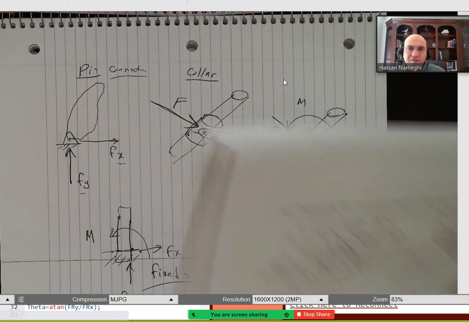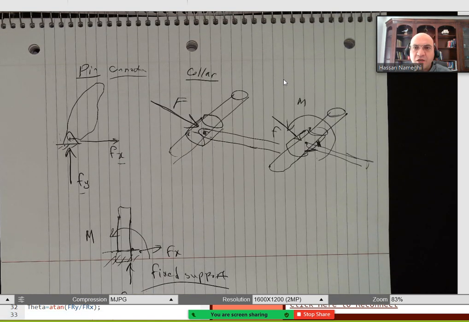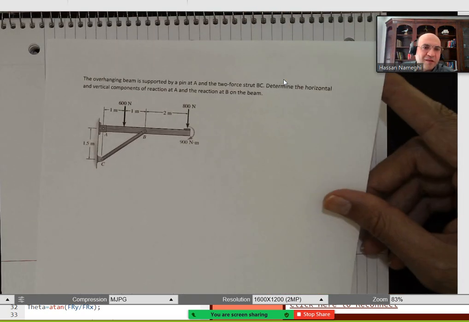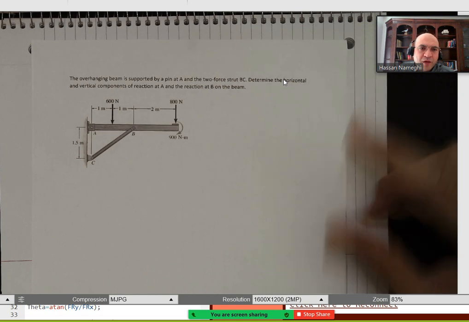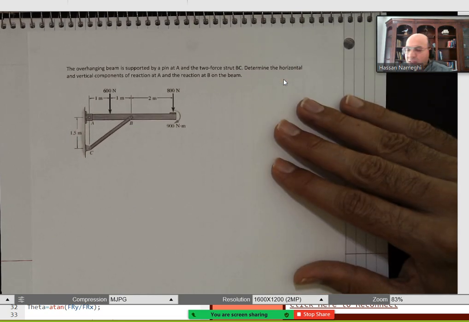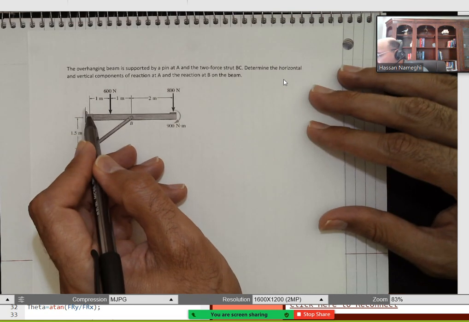So the next topic would be the idea of free body diagram. So we talked about supports. Now what would be a free body diagram, and how can we draw it, or how can we focus more on it? So let's look at this example. In this example, I have a beam, and that beam is pin connected at point A. So that's what the question tells me.